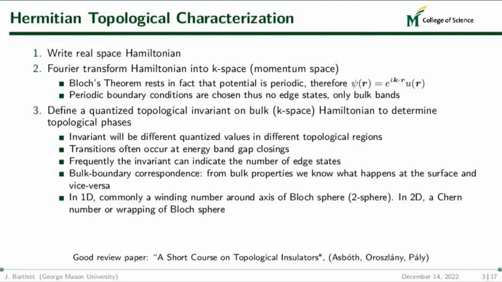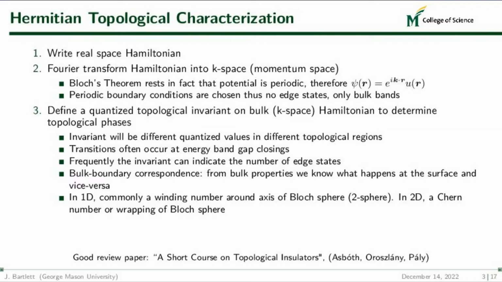One of the important consequences of using Bloch's theorem and transforming into momentum space is that you have to impose periodic boundary conditions. This means when you diagonalize to find the eigenvectors and eigenvalues of your momentum space Hamiltonian, you are no longer going to produce the edge states. You're only going to reproduce the bulk bands.